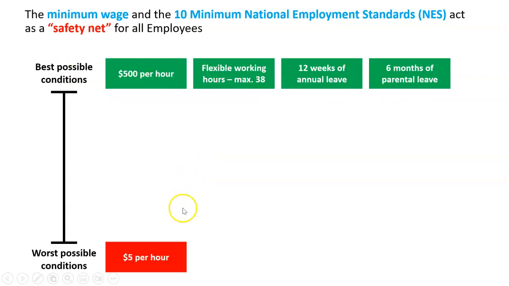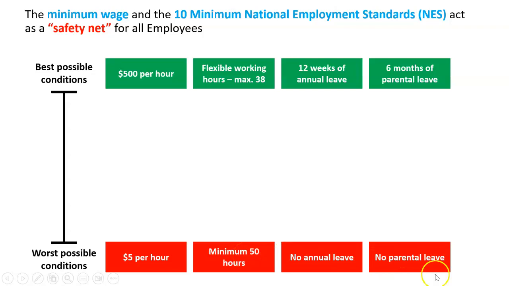But at the other end, what's to stop an employer going, no, I'm only going to give you $5. You're going to have to work a minimum of 50 hours. I'm not going to give you any annual leave, and I'm not going to give you any parental leave. Well, in Australia, that's illegal. And what we say is that's because there's a safety net.